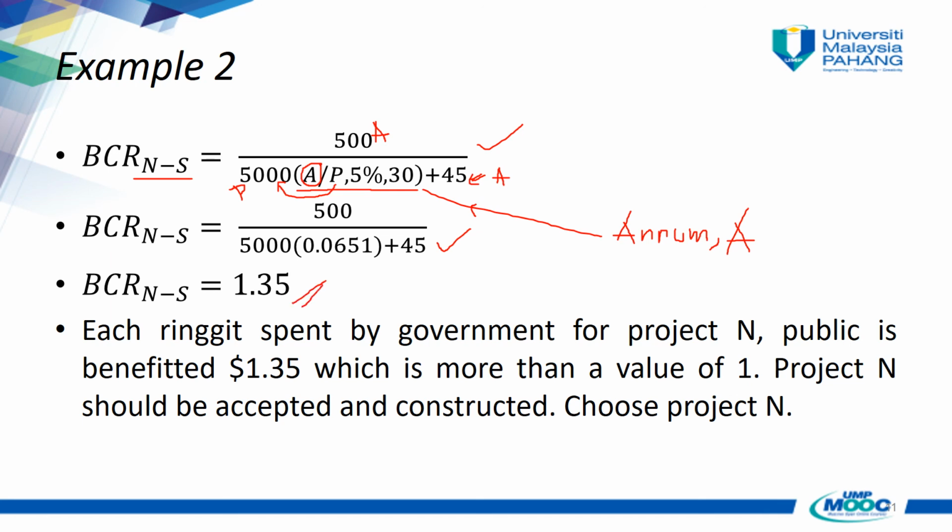1.35. So our understanding is for each ringgit spent by our government for project N, the public will benefit 1.35 ringgit, which is more than the value of 1. So project N is worth it, should be accepted and constructed. Choose project N.